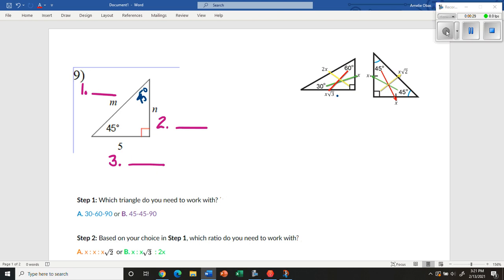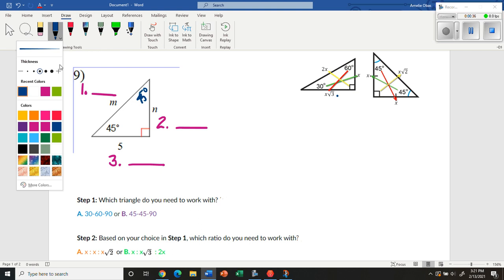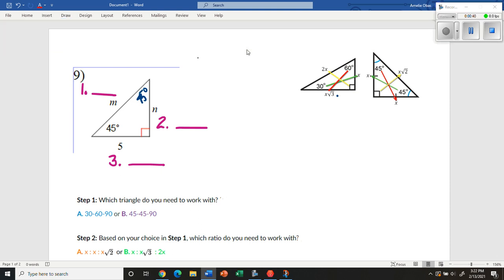So for the first one, we have a triangle. It shows 45 degrees. I already entered the 45. So we know that we're going to be dealing with this triangle, the 45, 45, 90. It says, which triangle do you need to work with? You're going to see a drop down, and there'll be two choices. And since we figured out that it's 45, 45, 90, we're going to choose B, 45, 45, 90.